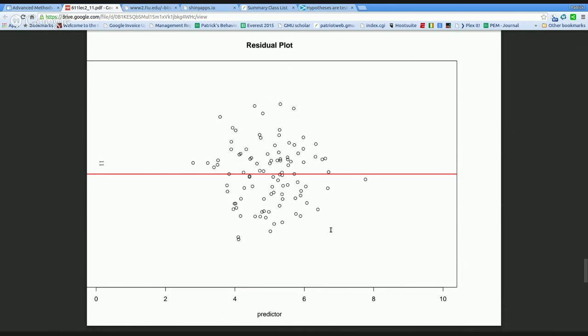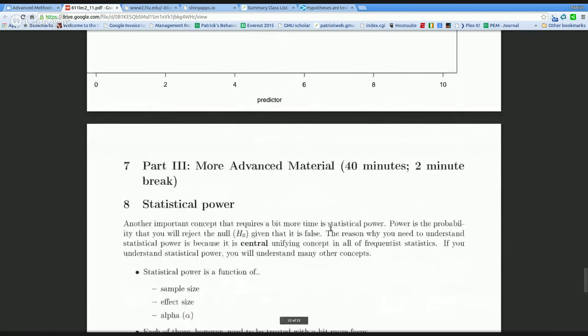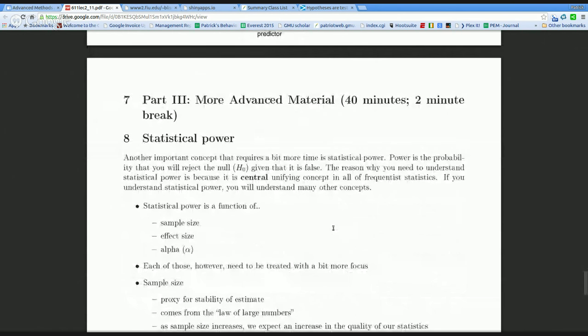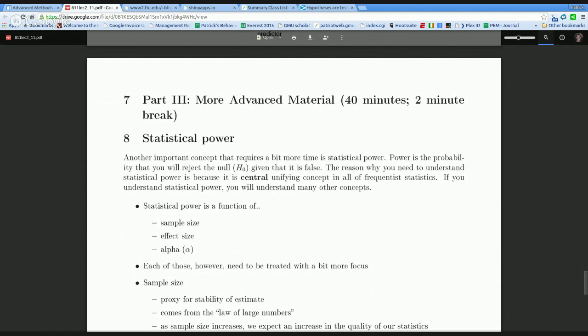Part 3 is going to be much more advanced material, but for this part, I recommend that you watch video 3 because statistical power is going to be something that comes back routinely. So I'm going to end here, and I'll start video 3 or part 3 shortly.